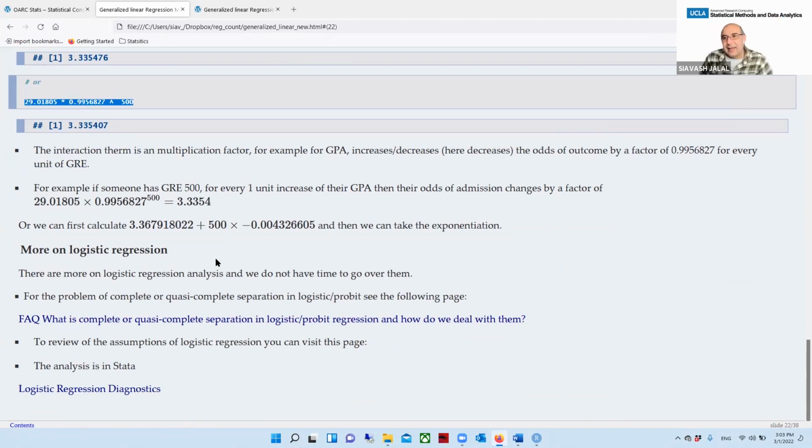Now, for logistic regression, I'm pretty done, but this is not over. There is a lot more about logistic regression that you might face. There are diagnostics of logistic regression. There is sometimes the problem of separation.